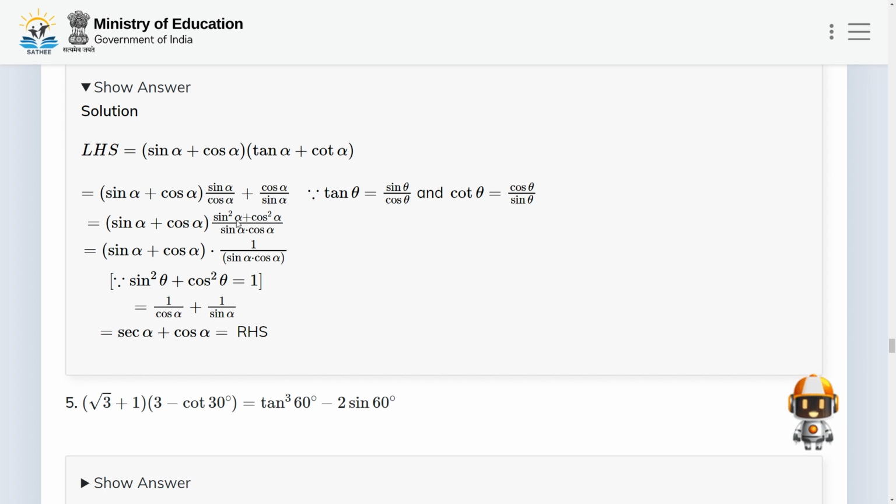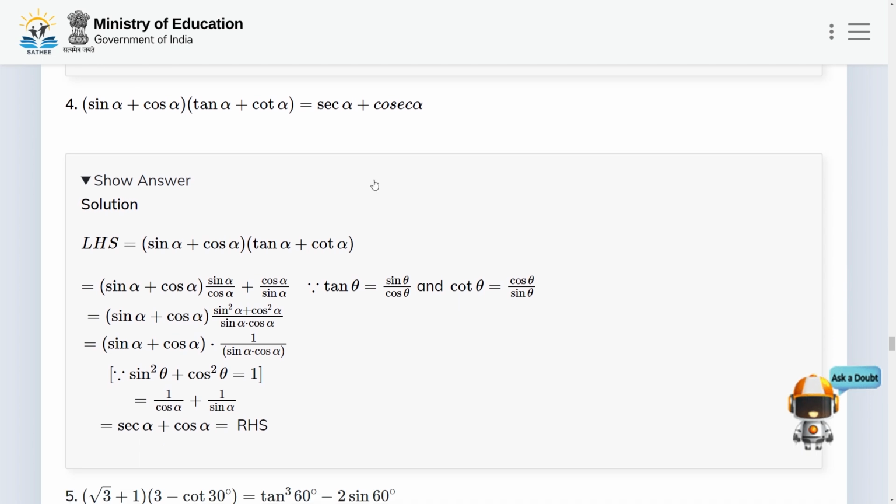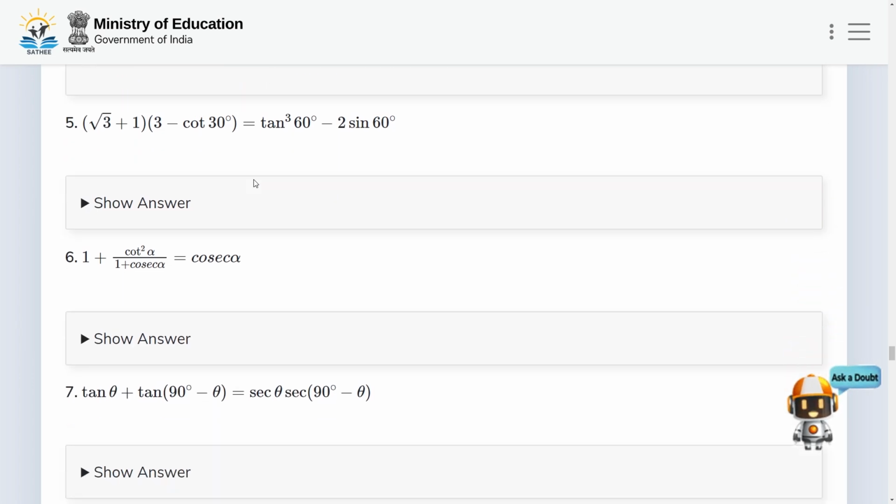Since we know the identity sin square alpha plus cos square alpha is equal to 1, this is equal to (sin alpha plus cos alpha) times 1 by sin alpha cos alpha. Now this is equal to 1 by cos alpha plus 1 by sin alpha, and this is equal to sec alpha plus cosec alpha, which is actually our right hand side. So the left hand side is equal to the right hand side, hence proved. And now let us move to the next one.